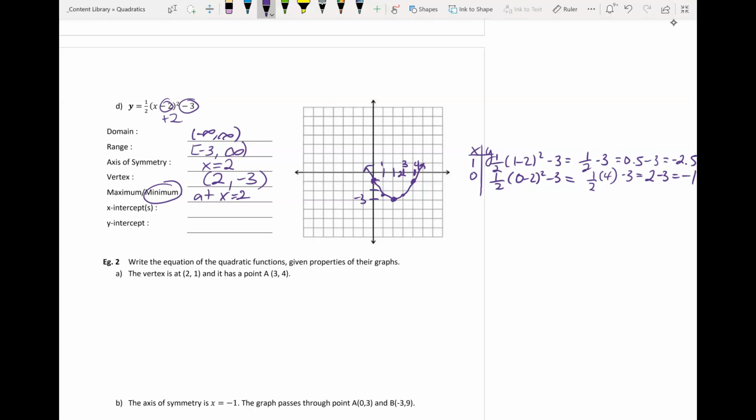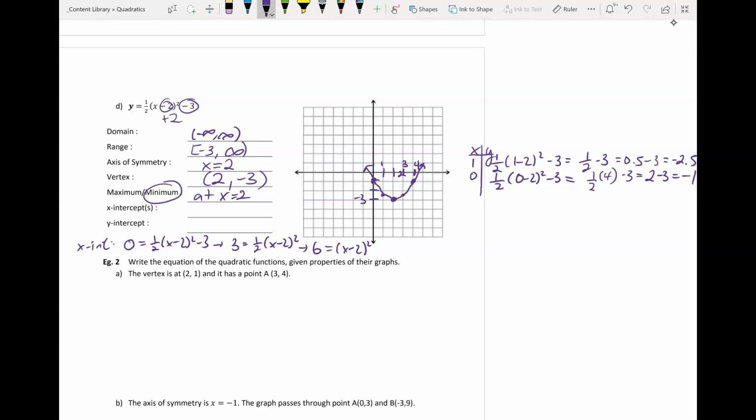Our x-intercepts we do need to find. I'm going to just do it down here. And we're going to set y equal to 0 to find our x-intercept. So I'm going to move the 3 to the other side. And then multiply both sides by 2 to get rid of the half. So if I multiply both sides by 2, I'm going to have 6 then, because that's 3 times 2. My half is gone.